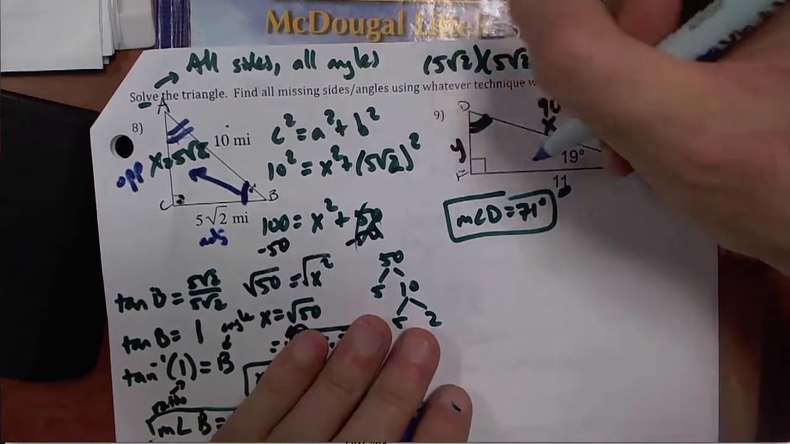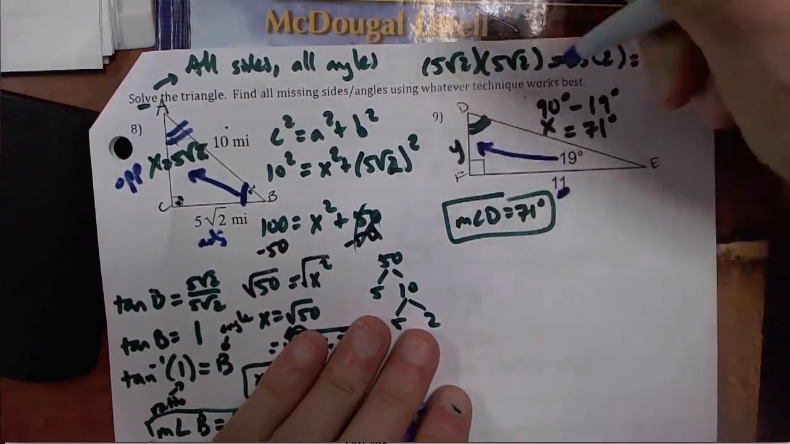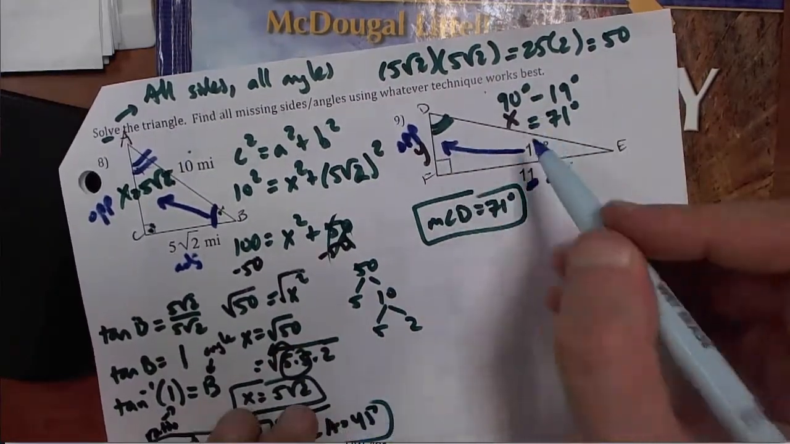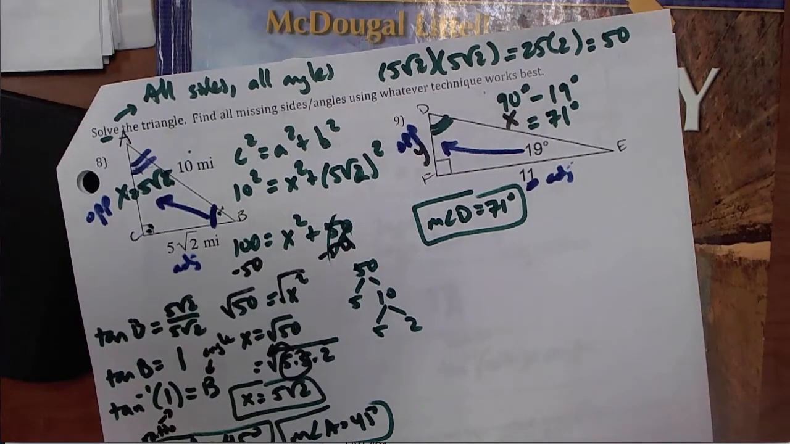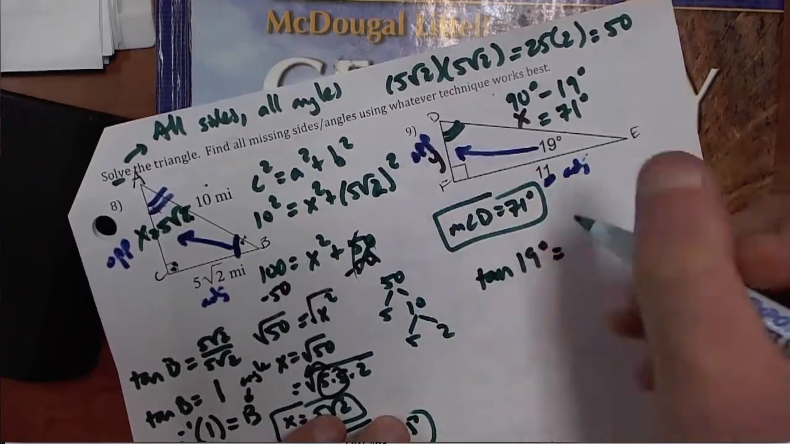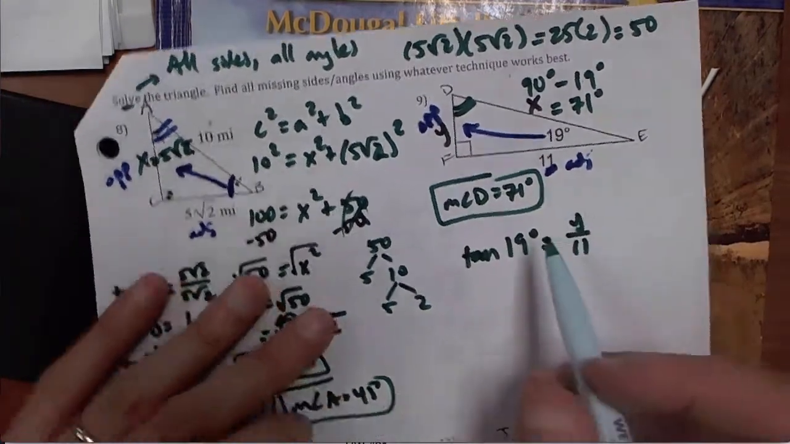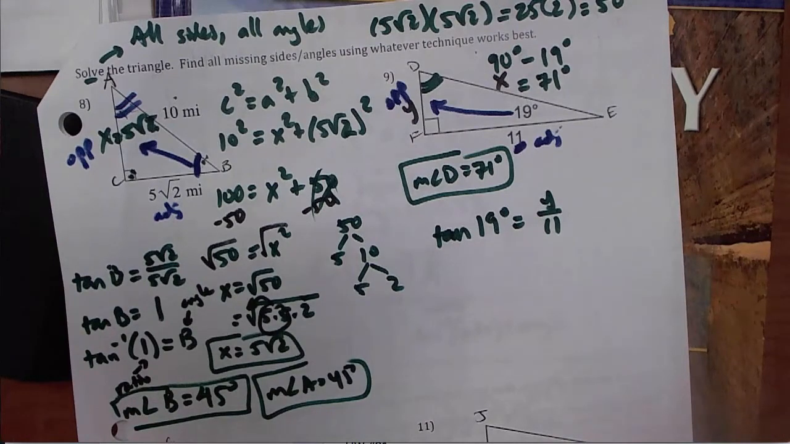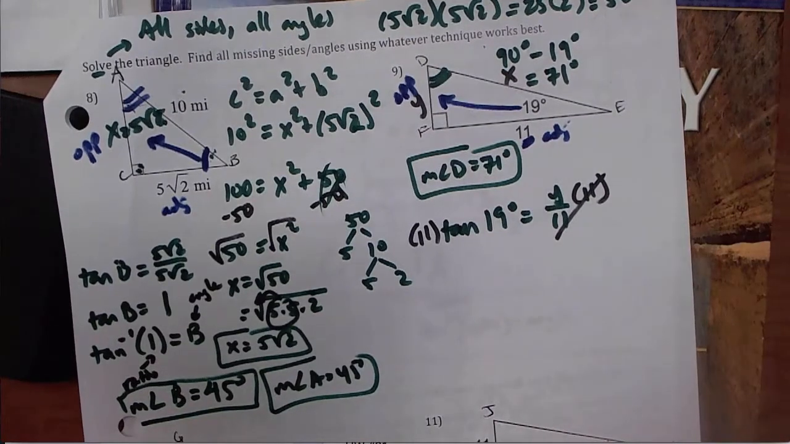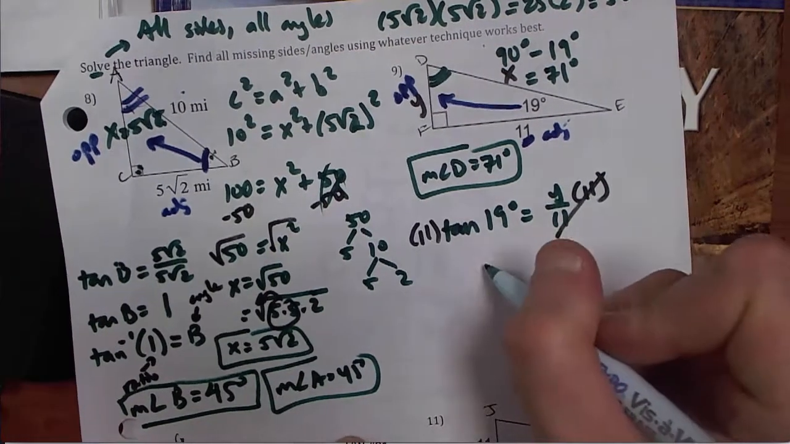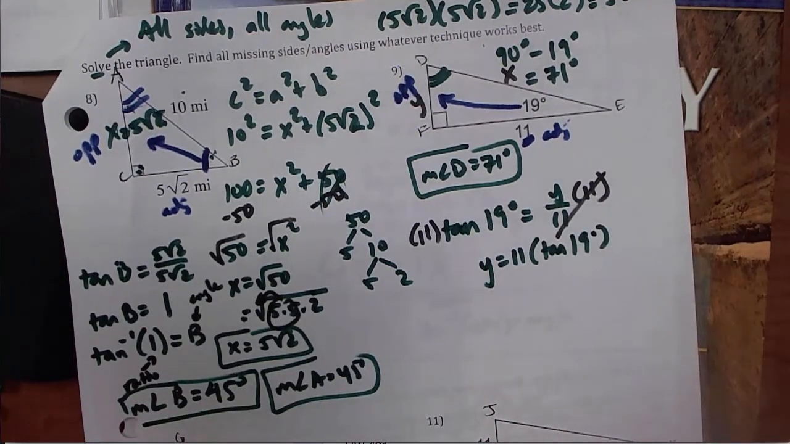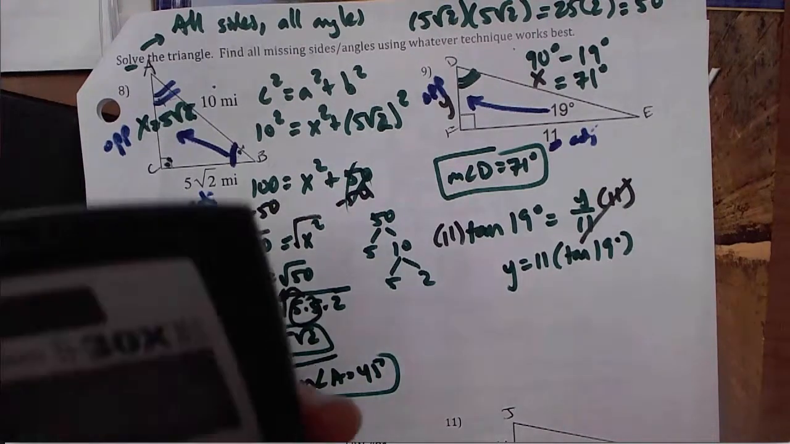This is the guy that I want to use. Let's find y first. So this is my opposite. This is my adjacent, OA. So it looks like I'm going to use the tangent ratio. So the tangent ratio at 19 degrees equals opposite over adjacent. And so I just multiply both sides by 11. 11 over 11 makes 1. And so we've got our answer. y is equal to 11 times the tangent ratio at 19 degrees.